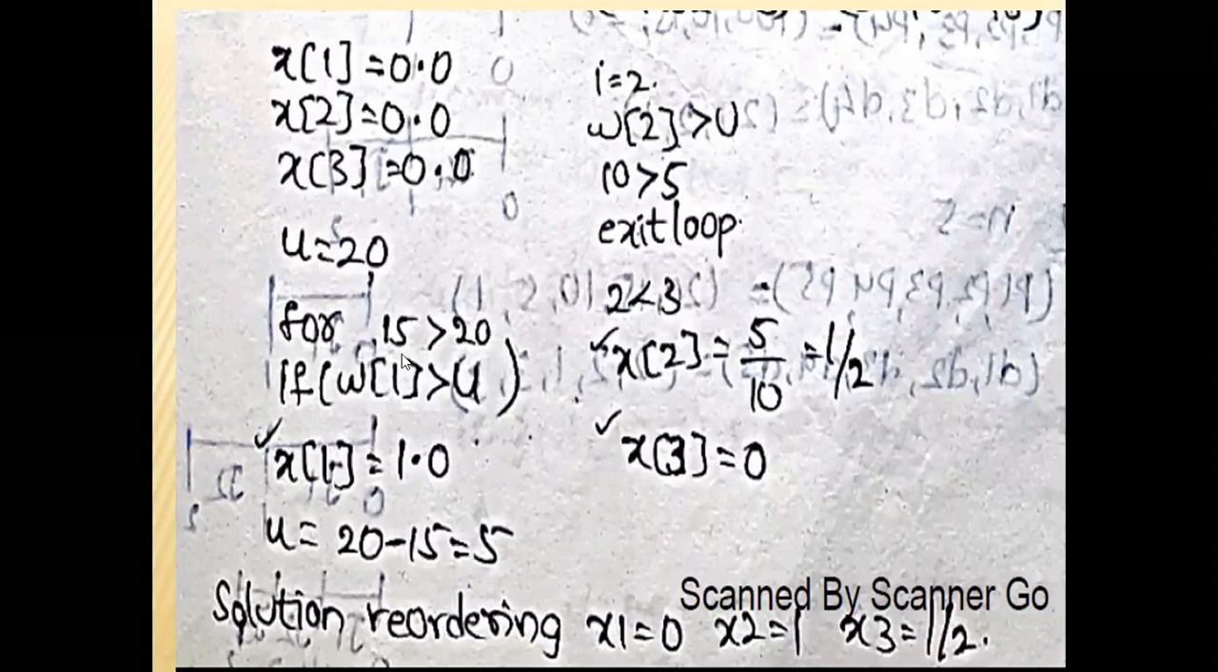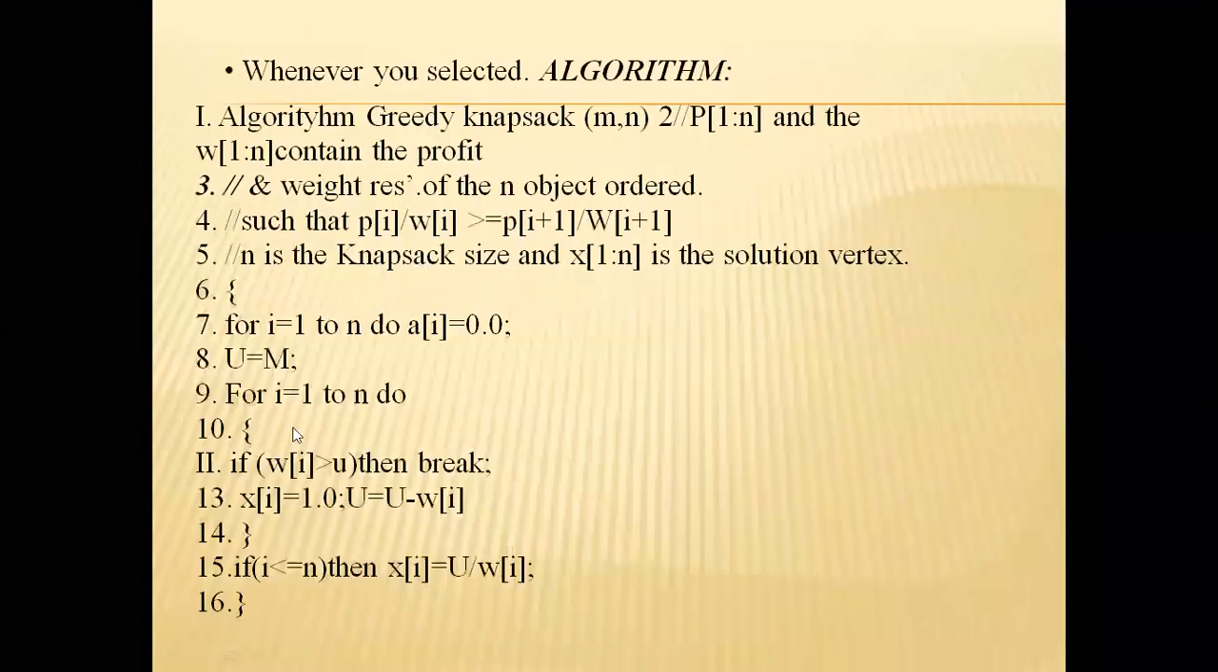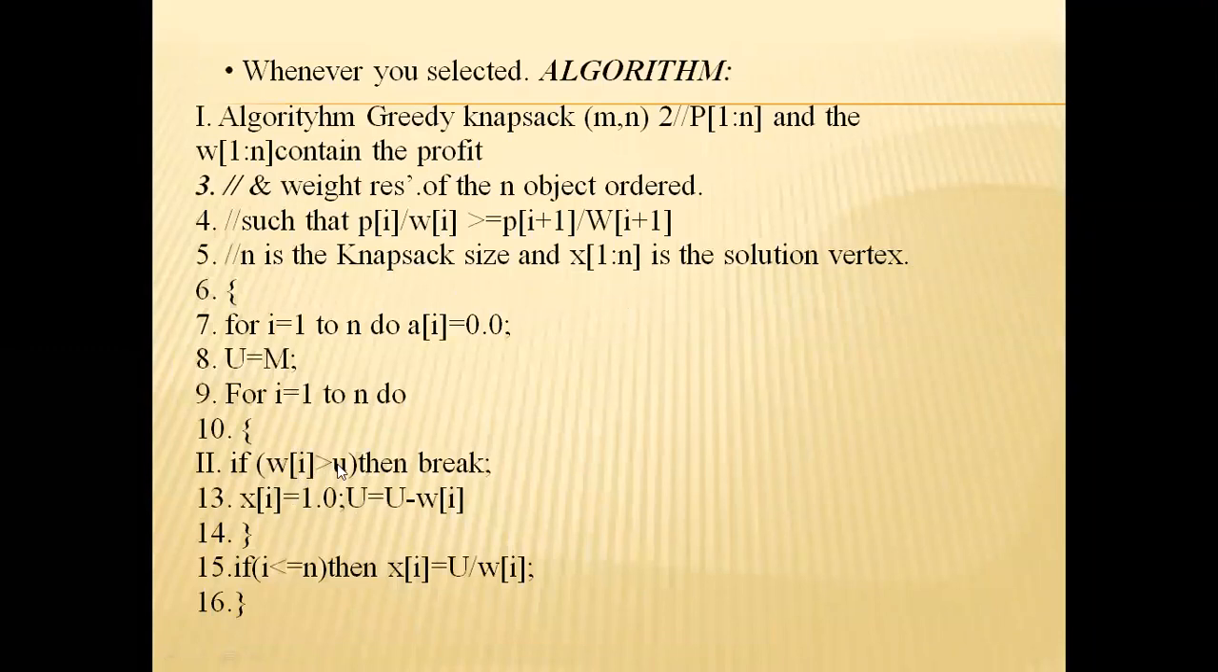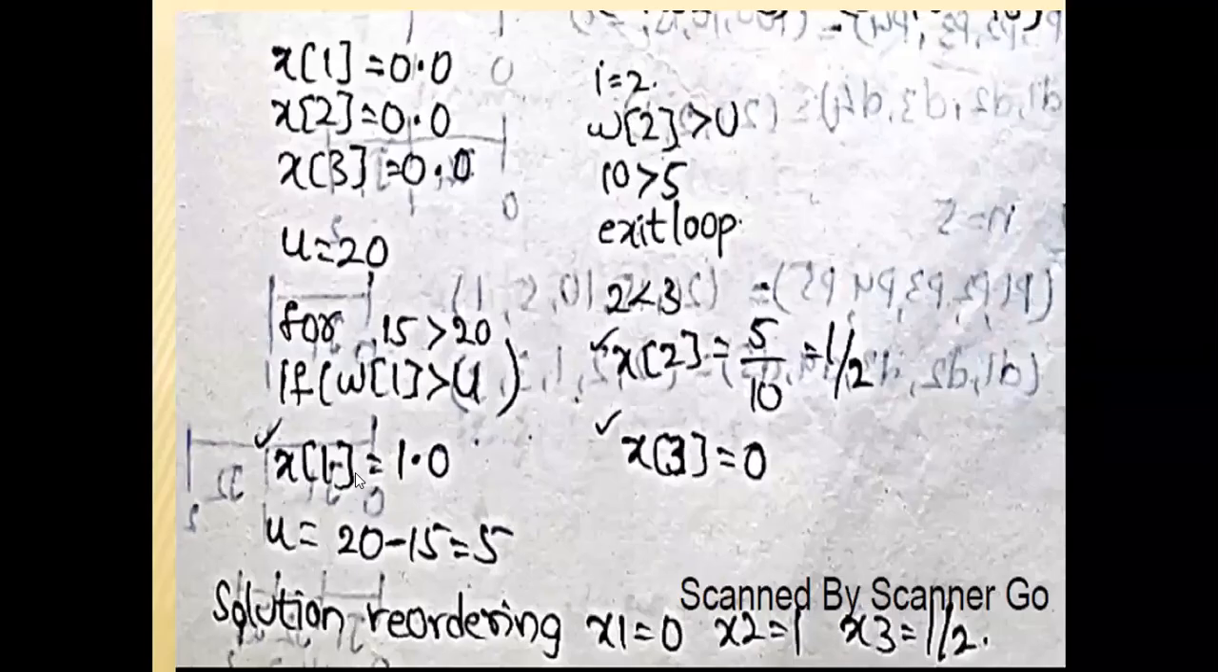First, is 15 greater than 20? The condition fails. So x1 equal to 1.0. Here, W of I, 15, is not greater than U, 20, as in the previous slide. So executing the if statement, x1 equal to 1. So you are placing the first object fully, that is the 15-weight object.